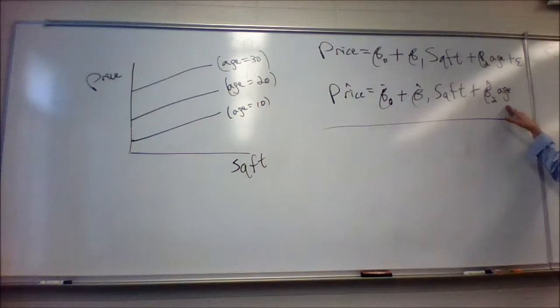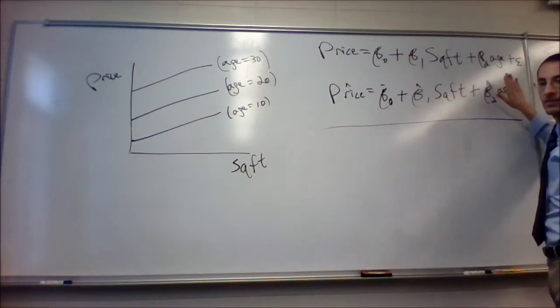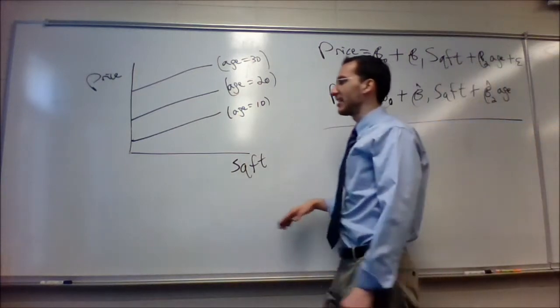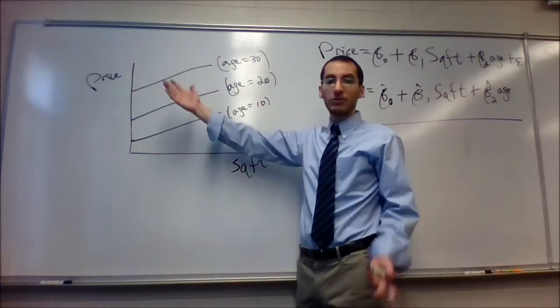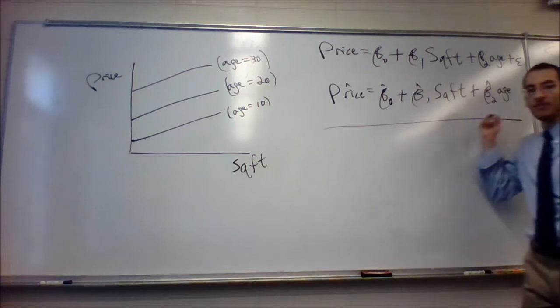So all I'm doing is saying, give me fixed age at some value, 10, 20, 30, and then graph the relationship between square feet and price. In a sense, I have an infinite number of regression lines because I can set age to an infinite number of values.